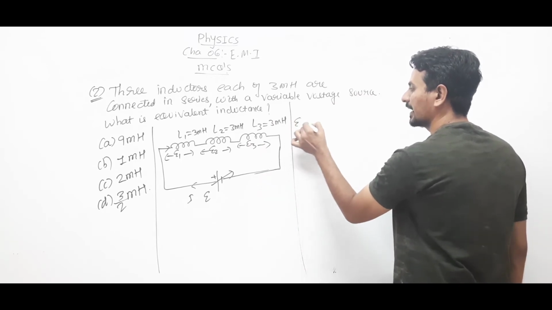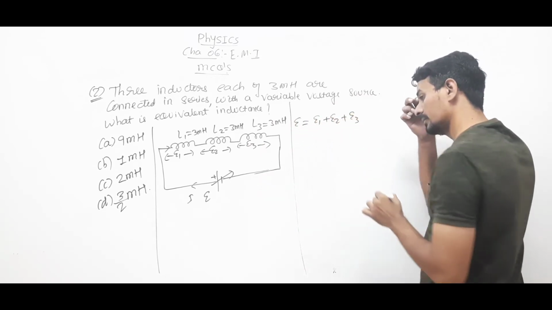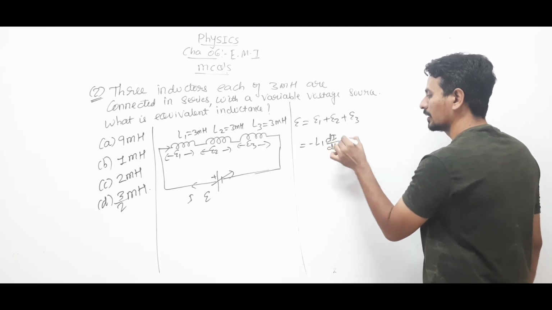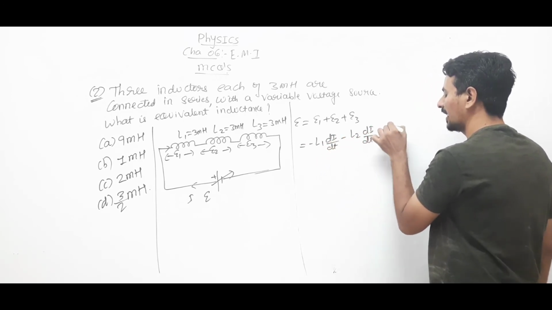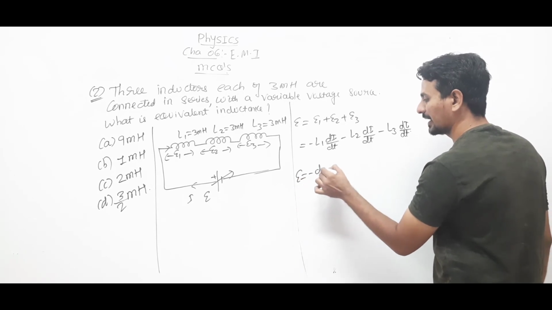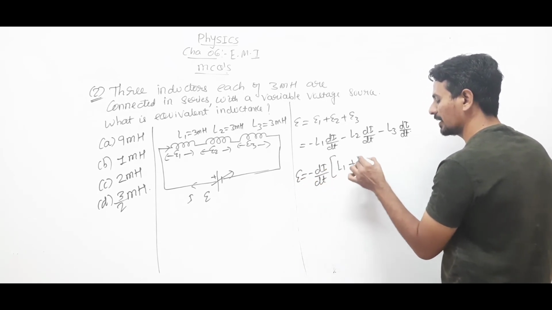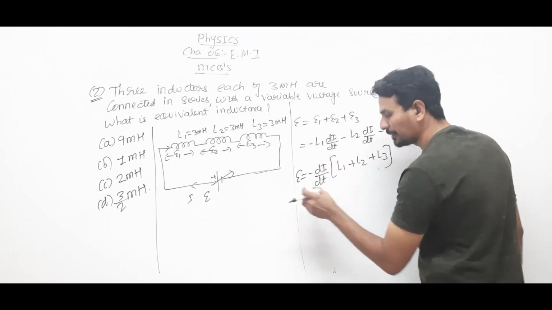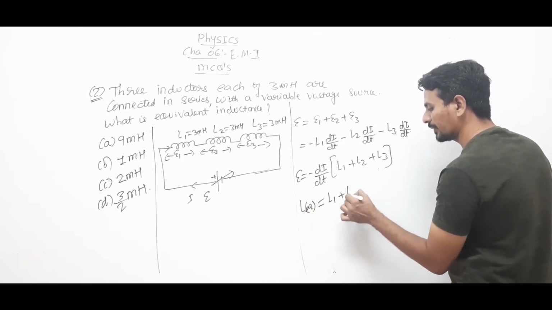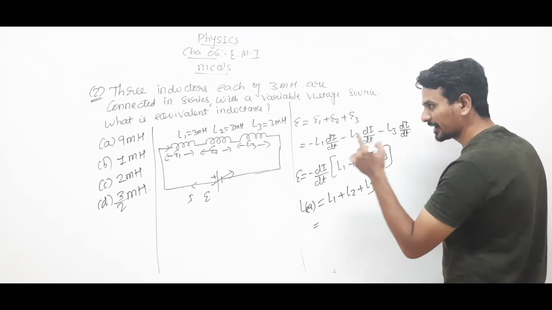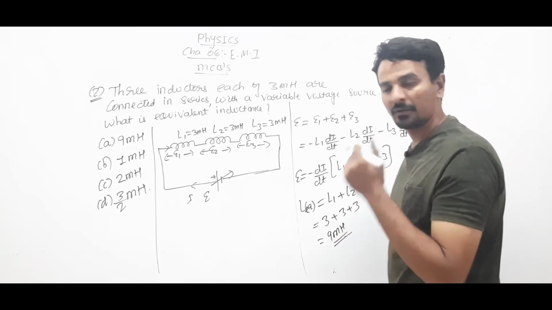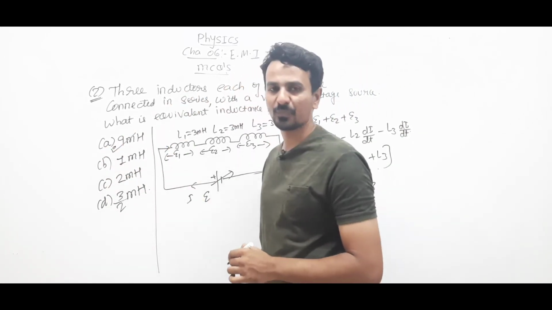So equivalent EMF will be E1 plus E2 plus E3, right? That will be minus L1 di by dt, minus L2 di by dt, minus L3 di by dt. Got it? So minus di by dt is taken common, and this will be L1 plus L2 plus L3. Now what is minus E by di by dt? It is L equivalent. So finally L equivalent is equal to L1 plus L2 plus L3, which is 3 plus 3 plus 3. So your answer will be 9 millihenry. Clear? Fine. So A is your correct option. The next one.